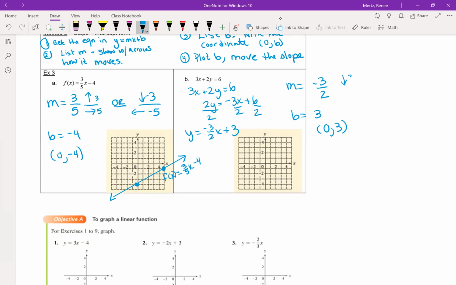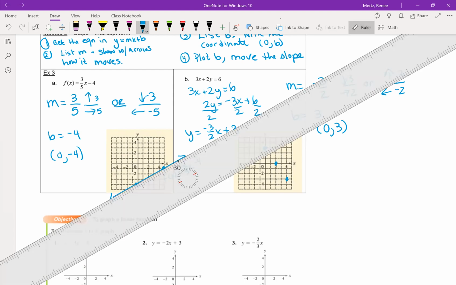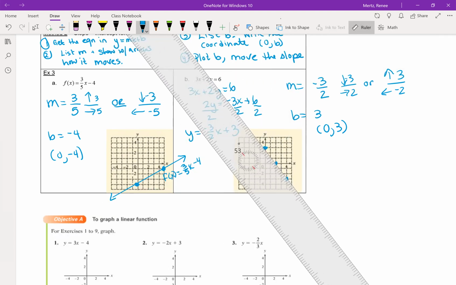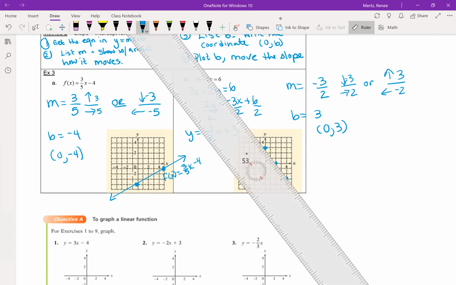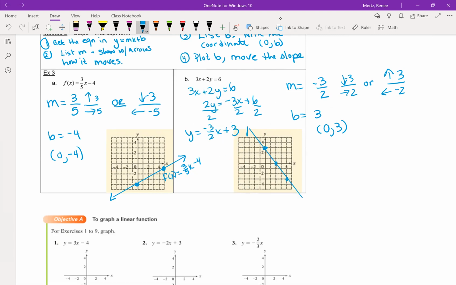I could move down 3 for the -3, right 2, or I can switch where the negative is. So I can move up 3, left 2, or back 2. So I begin at 0, 3, and let's see how I can move. So I need to move down 3, 1, 2, 3, right 2. I can do it again, 1, 2, 3, right 2. Put the ruler on. Do the best you can. And label it with the original.